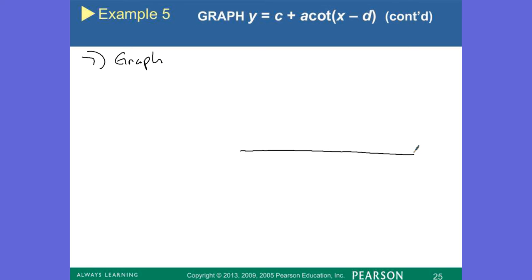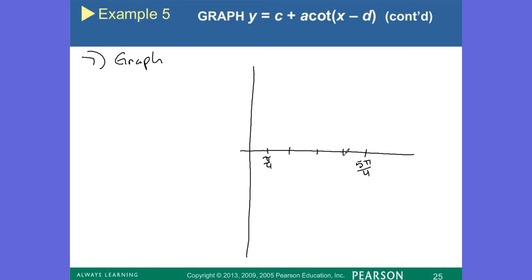And my first asymptote was where? I didn't write it down. Pi over 4? That was my start, right? Okay, so I have pi over 4, and my second one was where? 5 pi over 4. Okay, so now I break up my pieces.